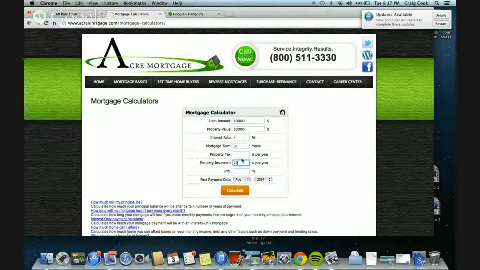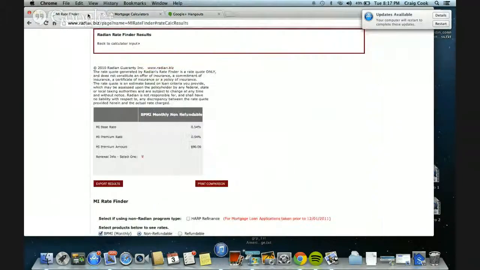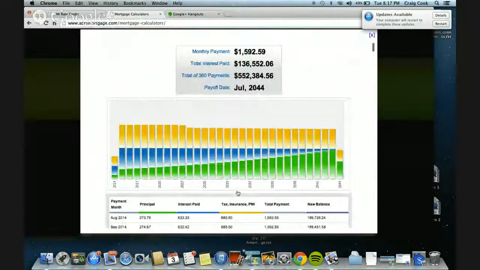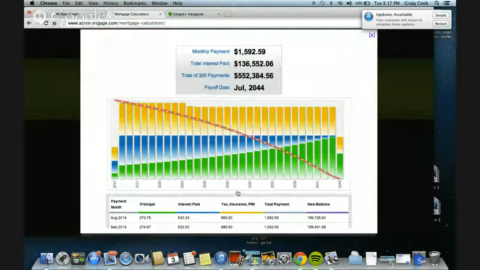So we're going to say $7,200 a year, and we're going to say our PMI factor, which we said on this sheet was 0.54%. We hit calculate. Bam, that gives us our payment. Okay, and I'm going to do the double checking again, and this way we can see the difference, and also give you an idea of how to calculate this payment on your own.